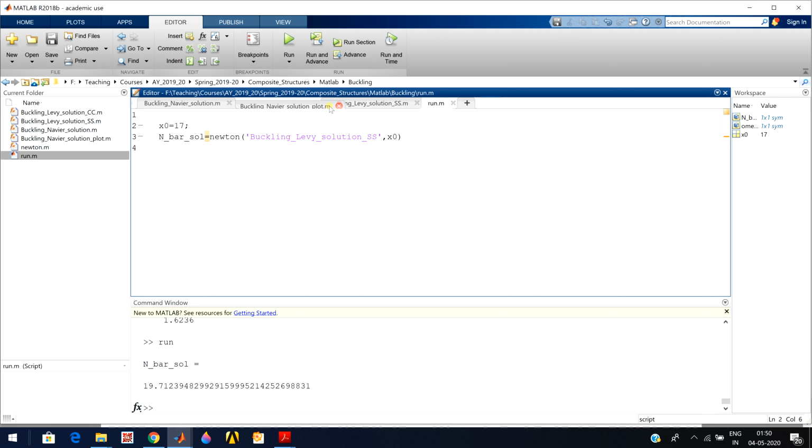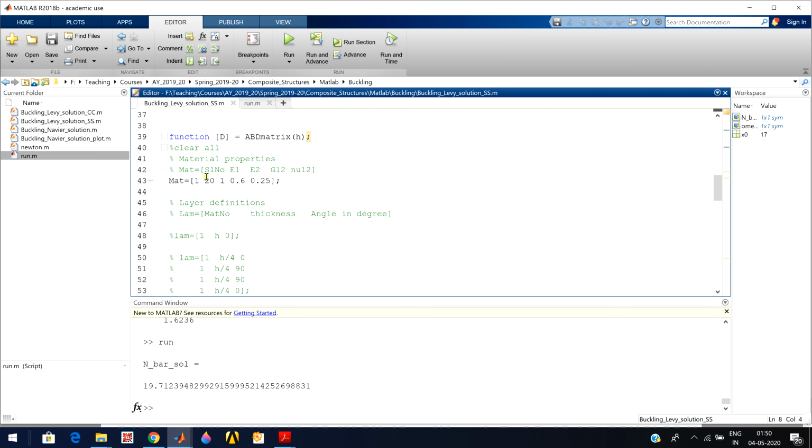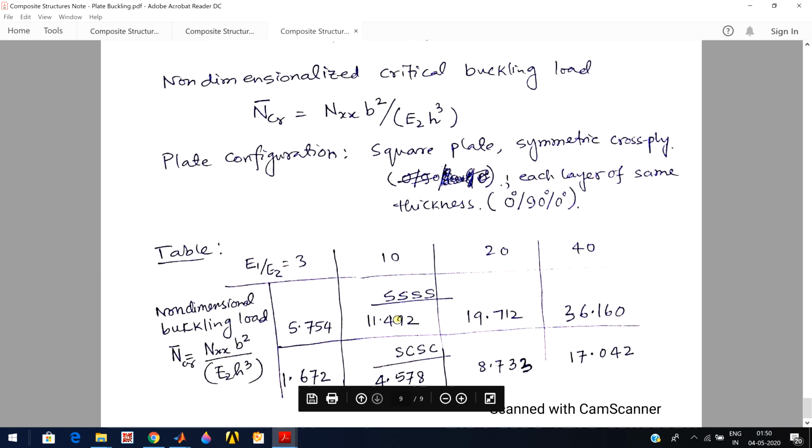So let us change to, okay, let me leave this name here now. Okay, so here I will change 10 here, then save, then go to run, and you can start from 17. Let me see whether I get some number. Yeah, so that has given 11.491. 11.492 here, so it's close.